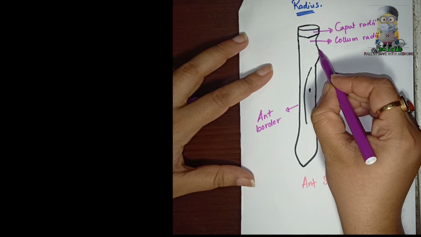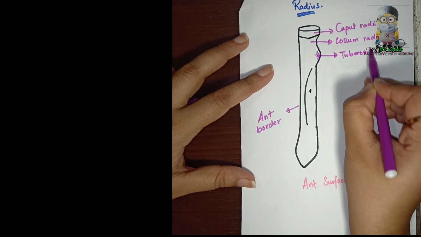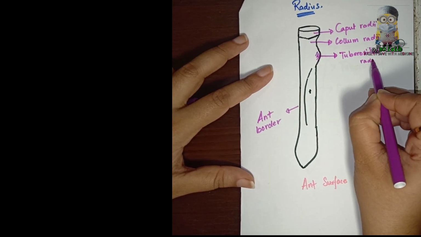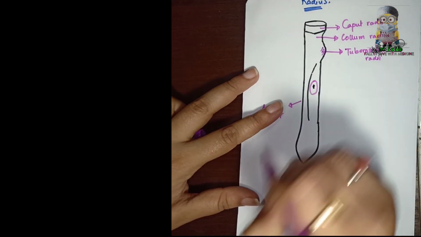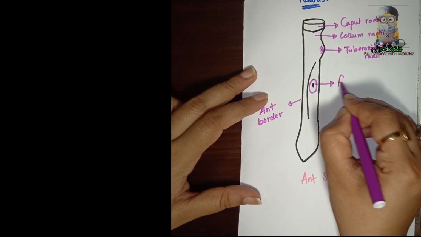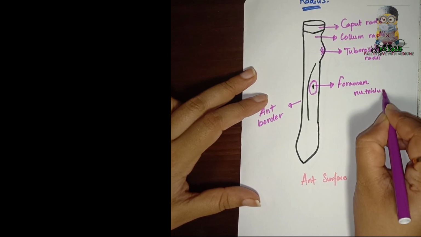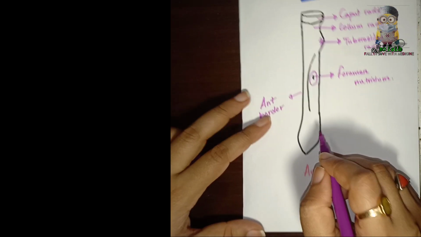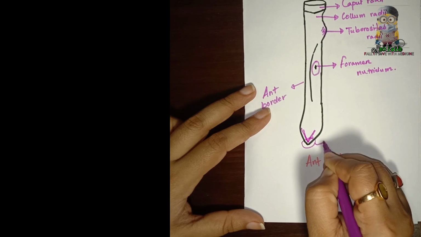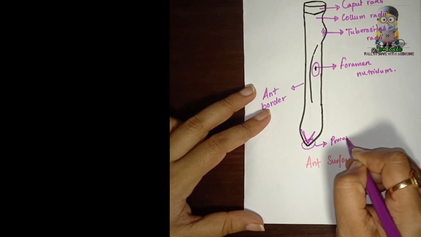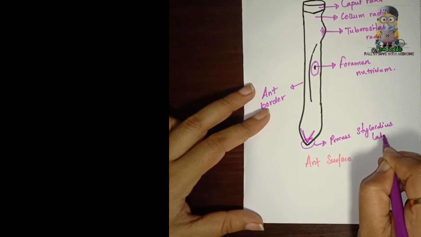Now this bump-like shape is known as tuberositas radii, or you can say tuberosity of radius. And then we have the hole here, which is known as foramen nutricium. It is also found in the humerus, right? Then here you can see a point-like area. This is known as processus styloideus lateralis.